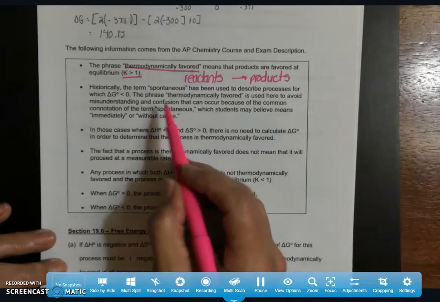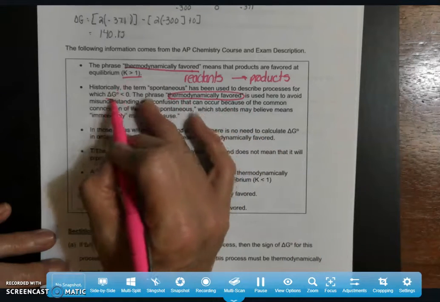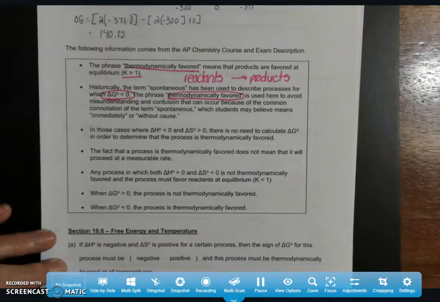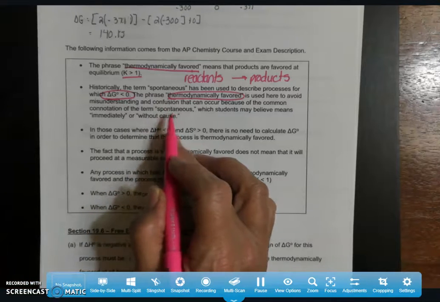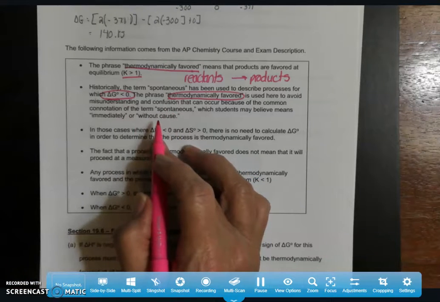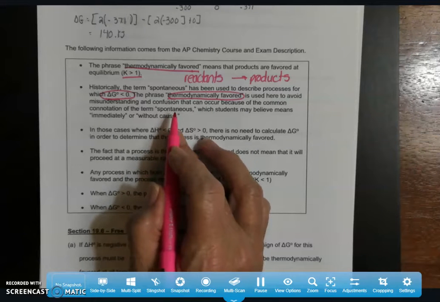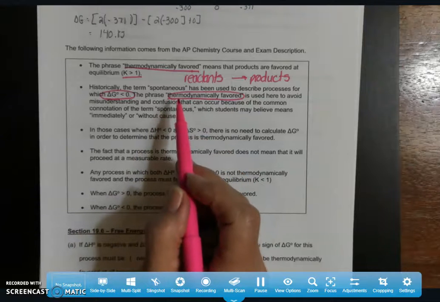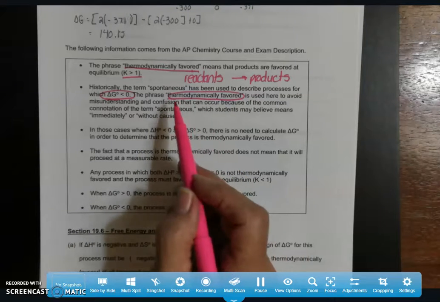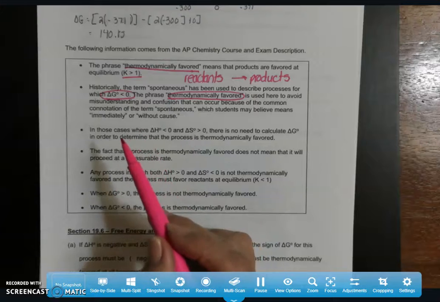Now, we're also going to use the word thermodynamically favored for reactions in which delta G is equal to 0. That way, we're not thinking about spontaneous with respect to immediately or without cause. It's important that you know the word spontaneous because you'll hear that especially when you go to college. But just remember that thermodynamically favored could mean it could happen over a second, a minute, or days.